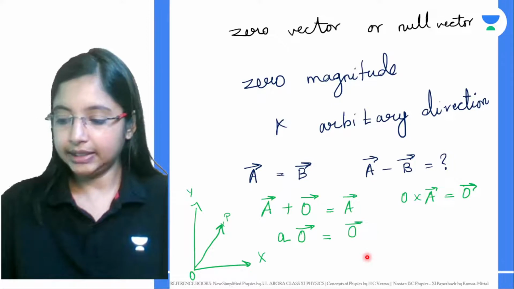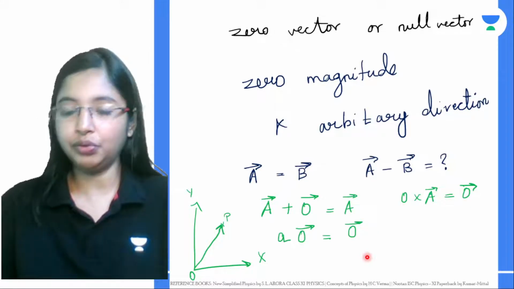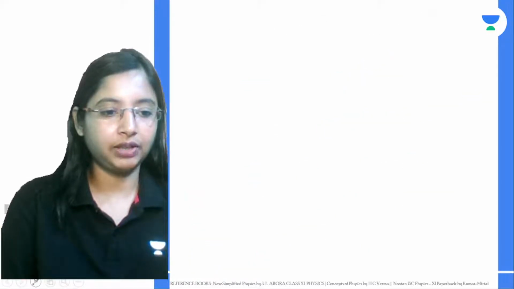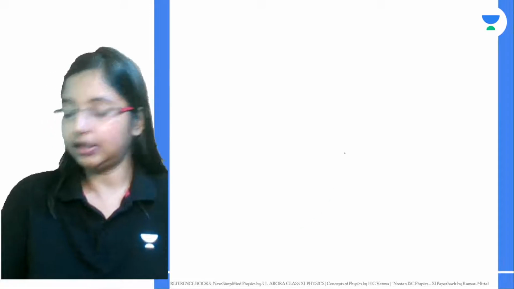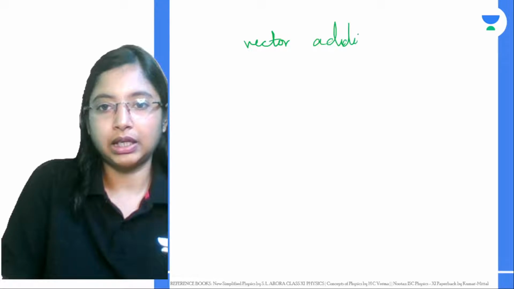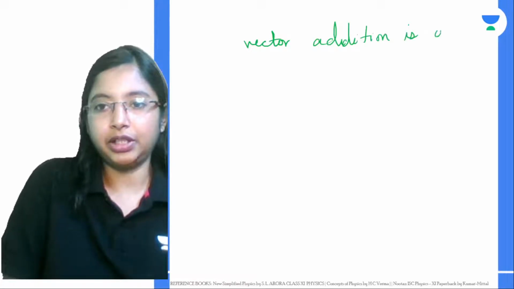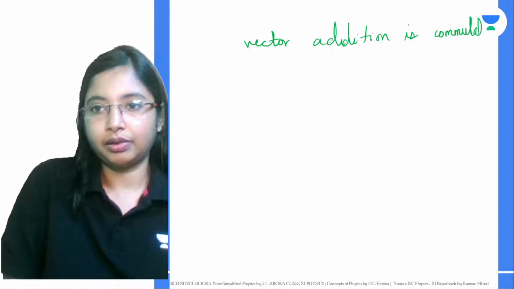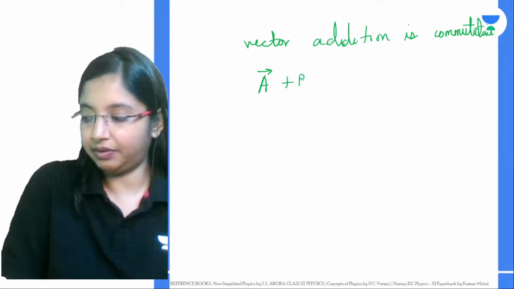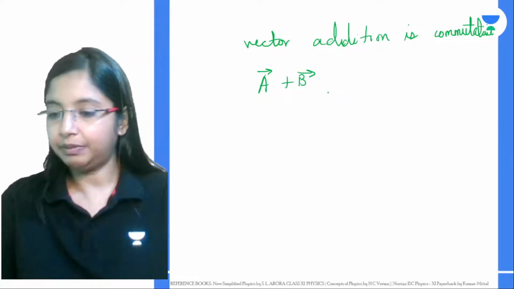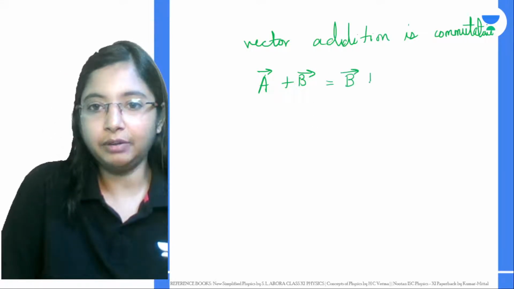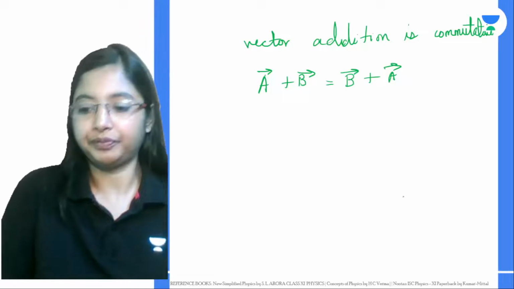So these are some properties and needs for these vectors. Now there are two more rules about vectors. Looking at vector addition, vector addition is commutative. What does it mean? Let's say you have a vector plus b vector. This will be equal to b vector plus a vector. This should be the same. Very simple.